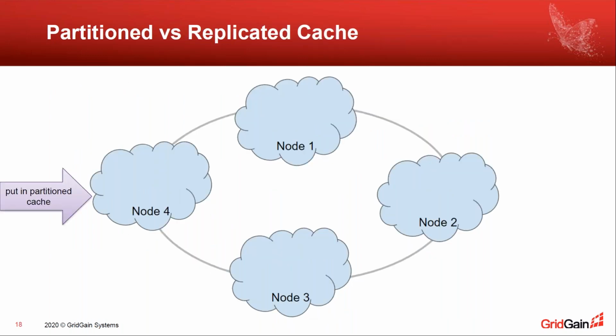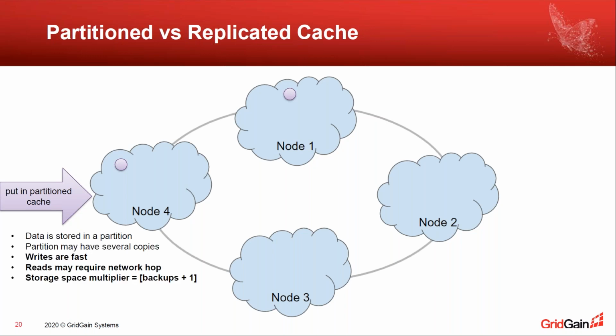Comparing partitioned and replicated cache, if you perform a put in a partitioned cache, then it goes to the corresponding node that owns the partition to which the data belongs. Writes are quite fast if you're using a partitioned cache because you don't have to propagate your updates to all cluster nodes. On the contrary, if you perform a read, it may require a network hop, because even reading from a server node, there's a chance that it doesn't possess the data that you need.